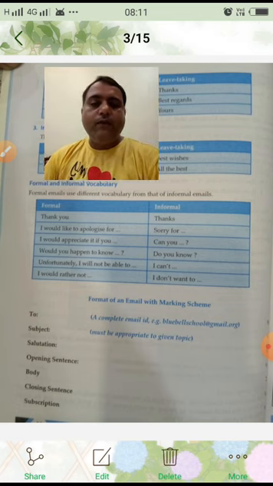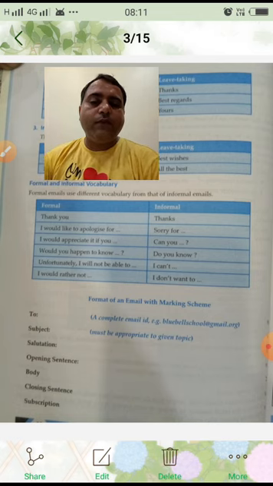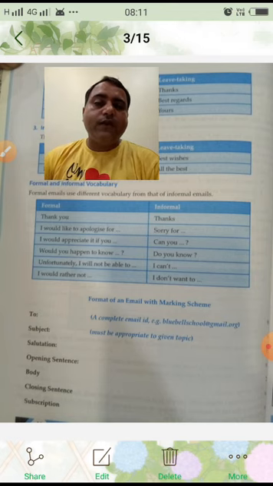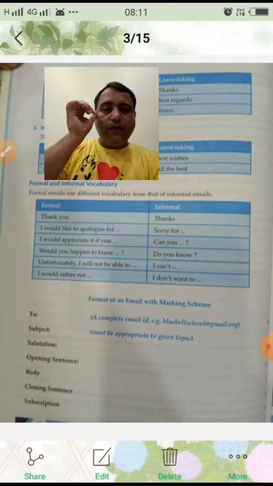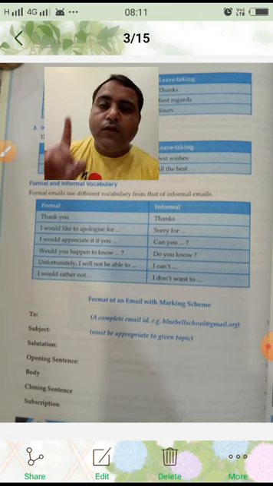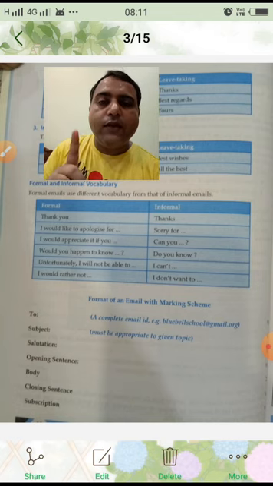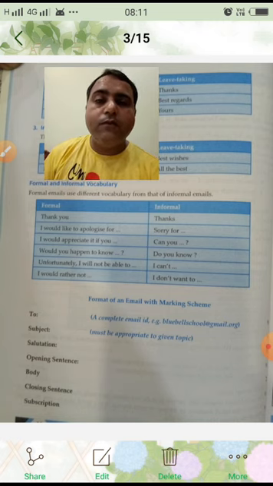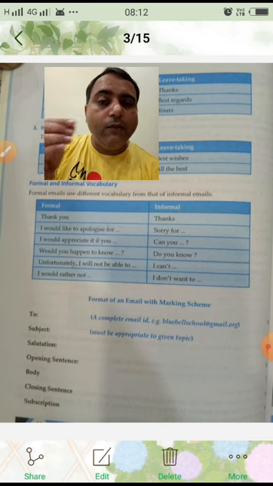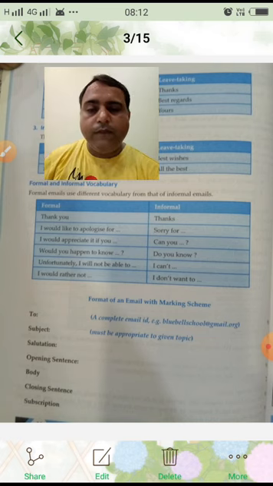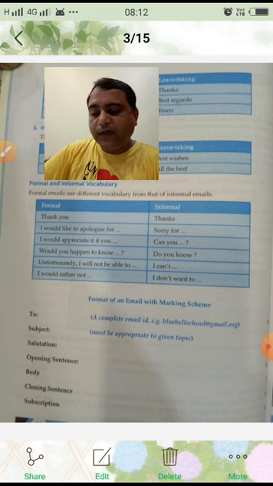Then the third part of the format is salutation. Salutation means dear sir or madam, or dear sir or dear madam. Keep in mind that in a formal email you always have to write the full spelling of madam. Suppose you send a formal email to the principal and the principal is a lady, then you should write dear madam, don't write dear ma'am with an apostrophe, that will be wrong. This also carries half marks.